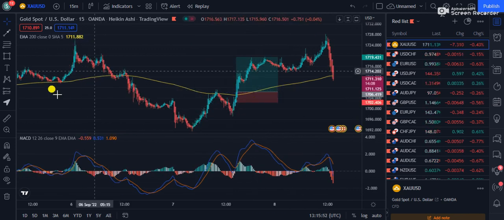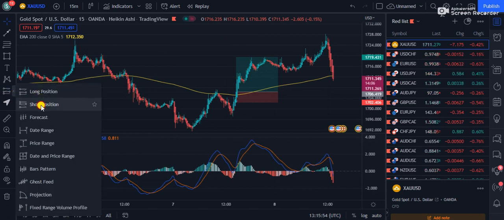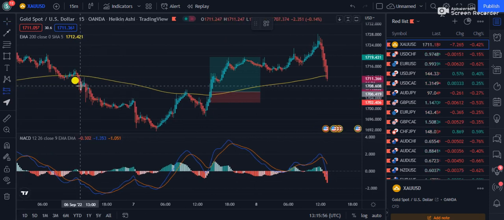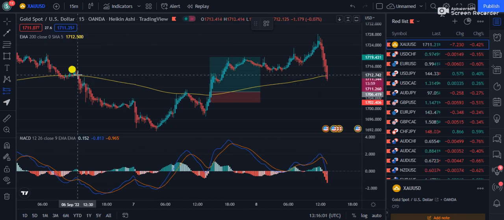Now let's talk about the sells. Okay, so I'm going to take a short position with this risk reward ratio. Here we have the crossover. Now you can see you have three types of confirmation. First, the crossover on the MACD indicator.